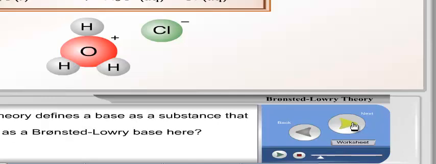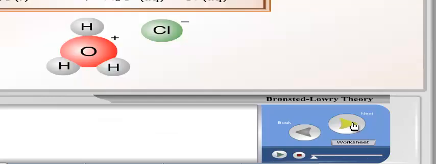The Bronsted-Lowry theory defines a base as a substance that can accept a proton. Which substance acts as a Bronsted-Lowry base here? Answer: water.